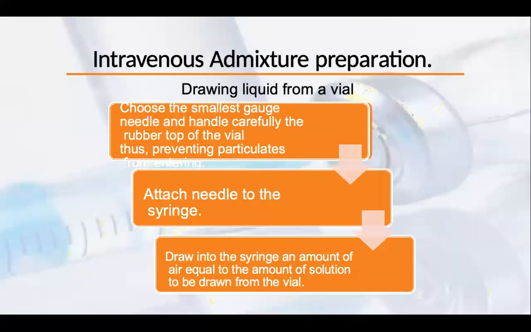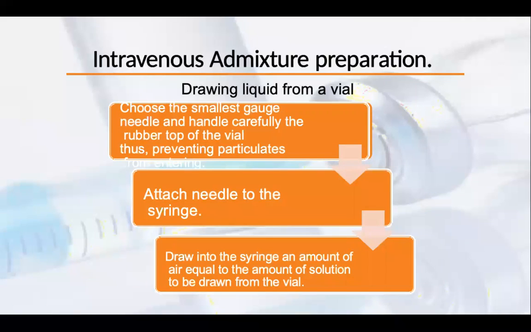How to draw liquid from a vial? You must have seen how they draw the liquid from ampoules and from vials, and then add it to drips or infusions. Now choose a small gauge needle and handle carefully the rubber top of the vial, thus preventing particulates.